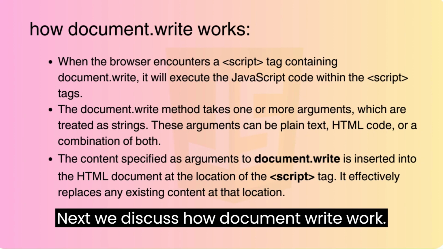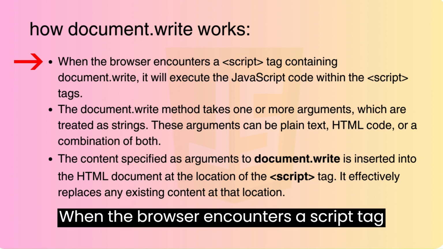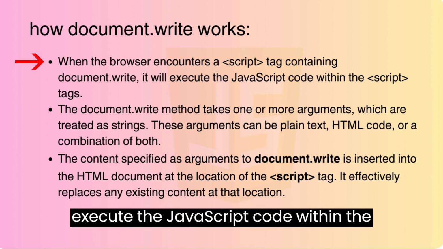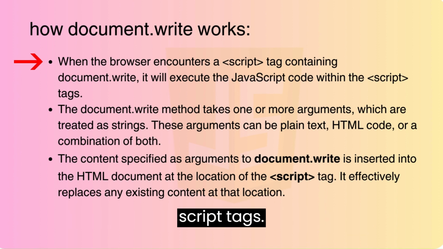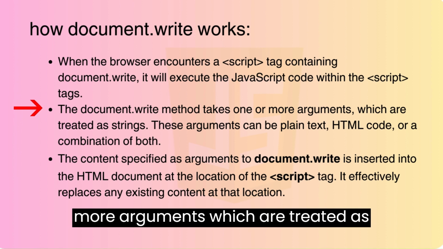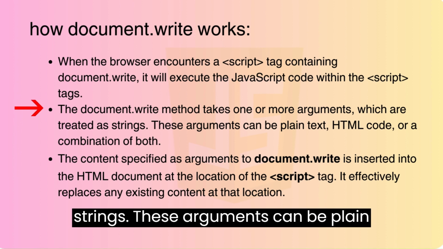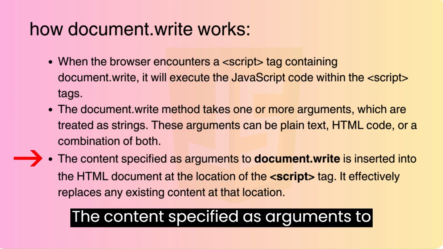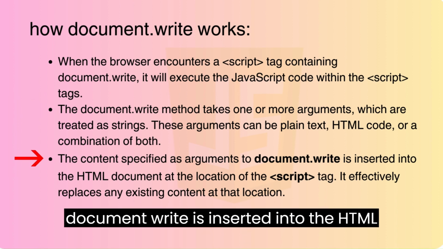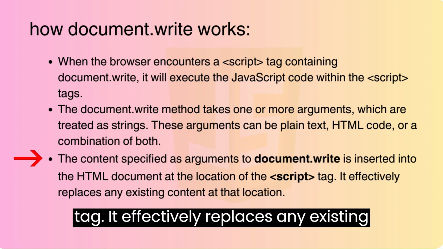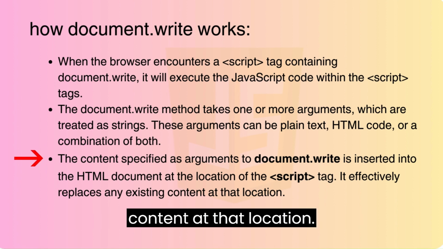Next, we discuss how document.write works. When the browser encounters a script tag containing document.write, it will execute the JavaScript code within the script tags. The document.write method takes one or more arguments, which are treated as strings. These arguments can be plain text, HTML code, or a combination of both. The content specified as arguments to document.write is inserted into the HTML document at the location of the script tag. It effectively replaces any existing content at that location.